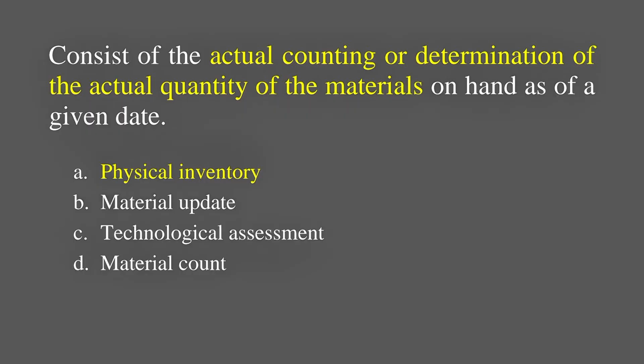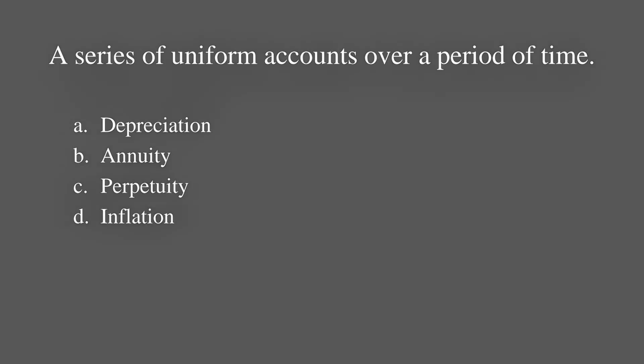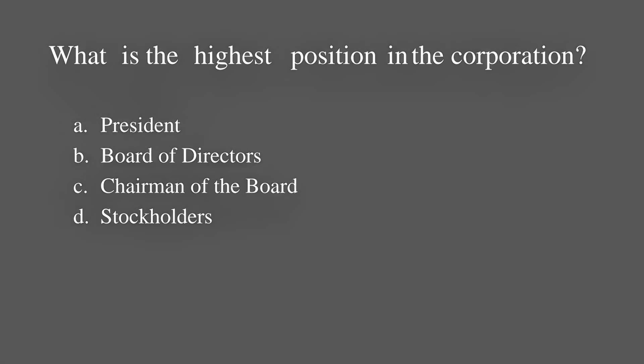Physical inventory. A series of uniform accounts over a period of time. A. Depreciation. B. An annuity. C. Perpetuity. D. Inflation. The answer is letter B. Annuity. What is the highest position in the corporation? A. President. B. Board of Directors. C. Chairman of the board. D. Stockholders. The answer is letter C.